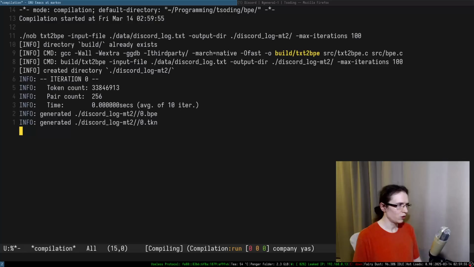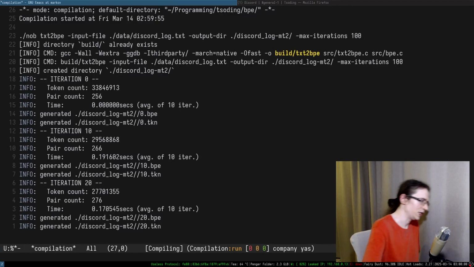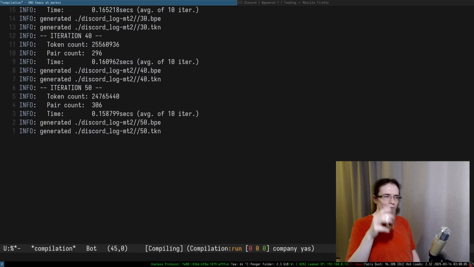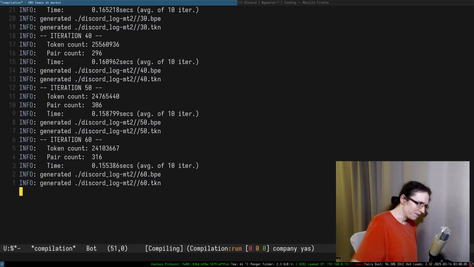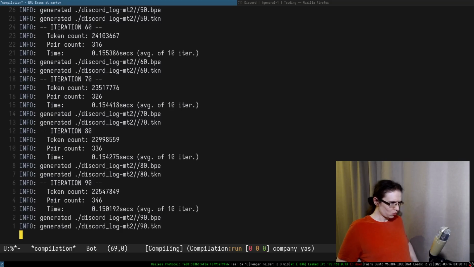All right, so let's actually recompute all of these things. So only 100 iterations. Damn, it's pretty slow compared to in place, actually. It's pretty slow.